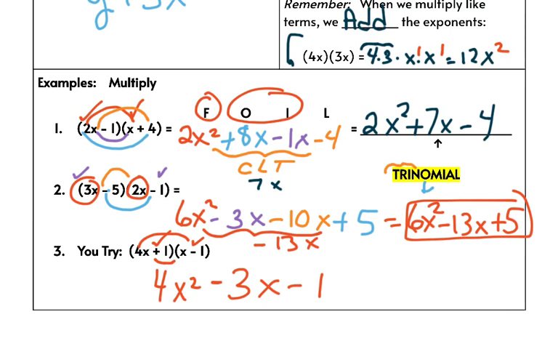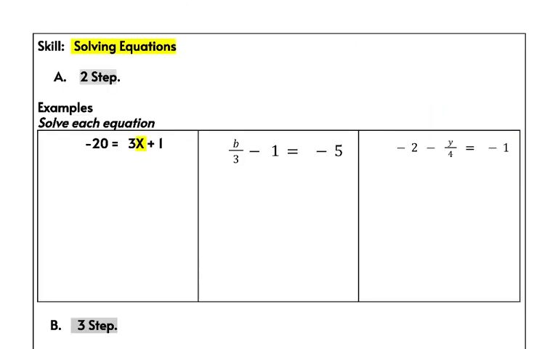So hopefully that went well. And then our next task is to do some solving equations. We're going to start with our 2 steps, which means 2 things I need to do in order to solve and find the one value for x that'll make that right side add up to a negative 20.